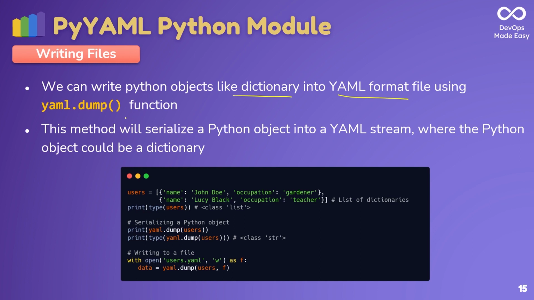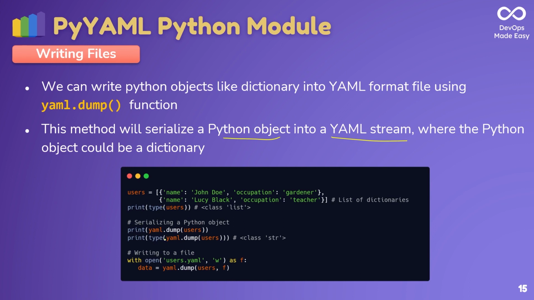So how do we achieve that? We achieve that using the dump function. Earlier we used the load function to convert YAML to dictionary. Now we use the dump function to convert dict to YAML. So this is how we convert Python objects like a dictionary and save them as a YAML file. Also, this method will serialize a Python object into a YAML string.